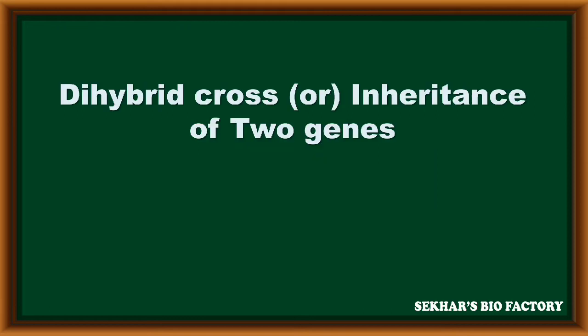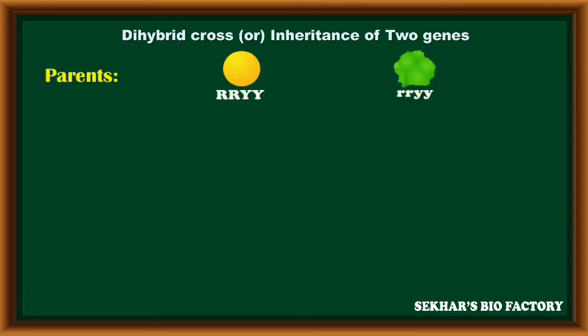In the dihybrid cross or two gene inheritance experiment conducted by Mendel, Mendel selected two plants as parents. These were round yellow and wrinkled green. These two plants were selected as parental plants in his dihybrid cross experiment. The genotype of the round yellow parental plant is capital R capital R, capital Y capital Y. The genotype of the wrinkled green plant is small r small r, small y small y. He conducted a cross between these two parental plants.